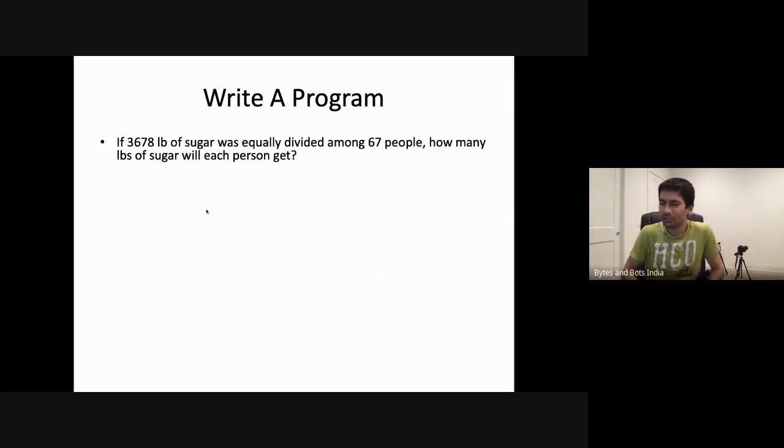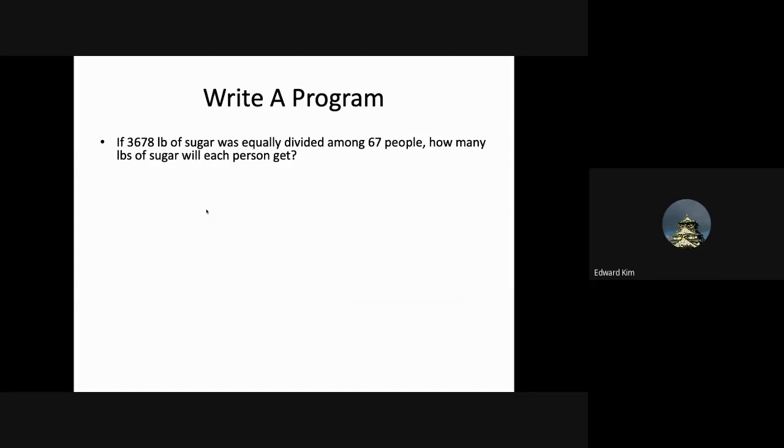So the idea was to write this program, but in the interest of time, let's not write it. Let's think it through. Let's talk about it. Let's build the logic of how we would solve it. So this question goes to Edward. If you have 3,678 pounds of sugar equally divided among 67 people, how many pounds of sugar will each person get?